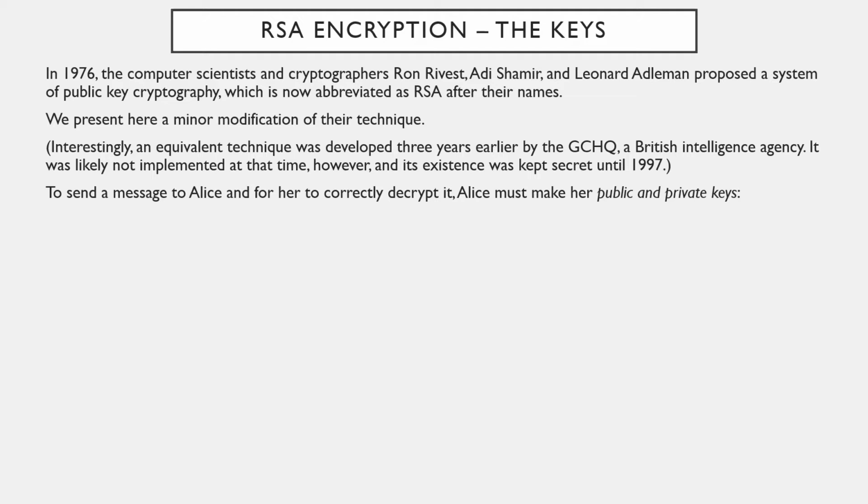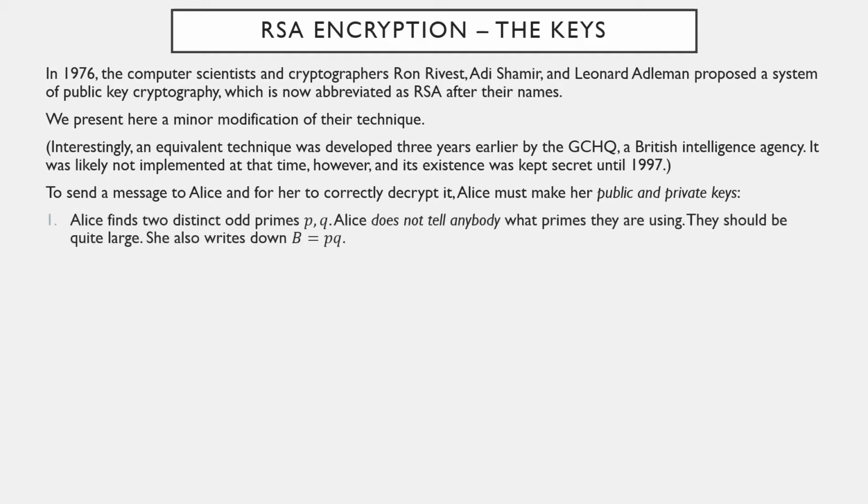Let's suppose I want to send a message to Alice. What she's going to do is make her public and private keys. So she sits down and does the following. She finds two distinct odd prime numbers, p and q. She doesn't tell anybody what they are.